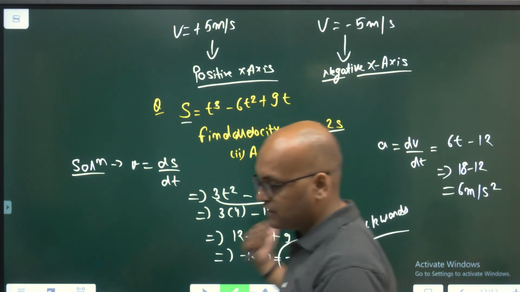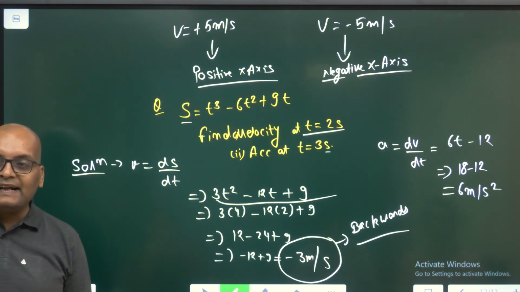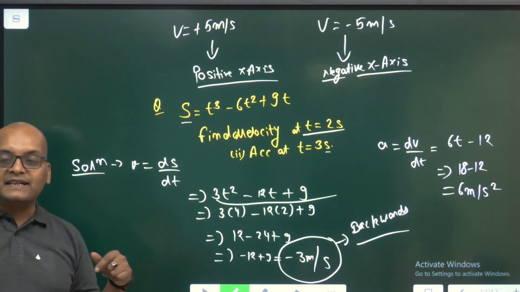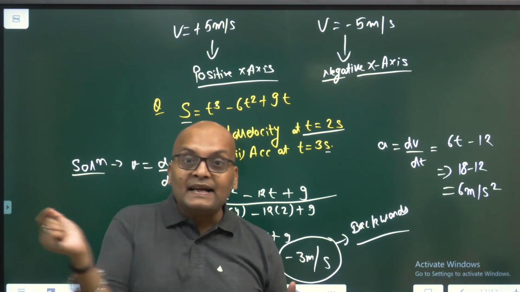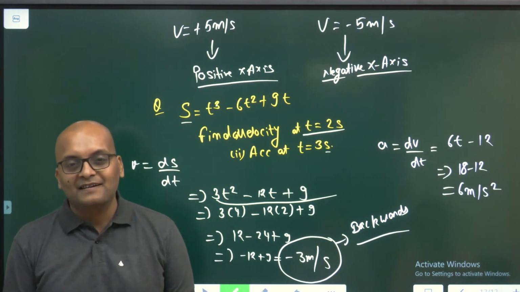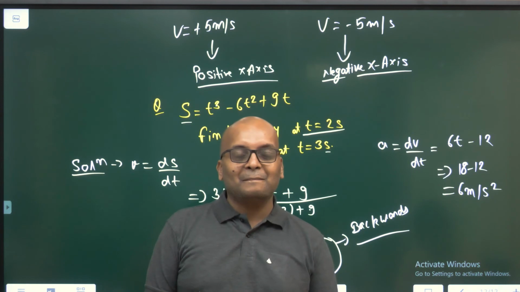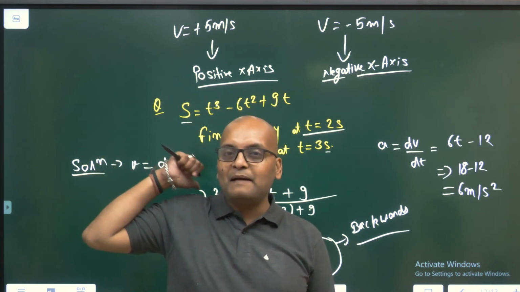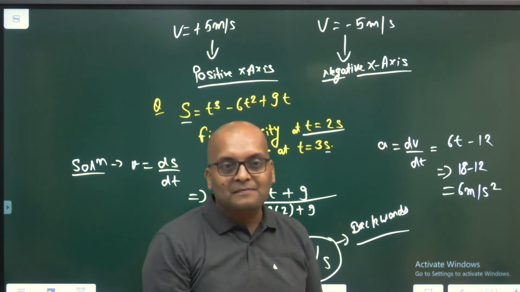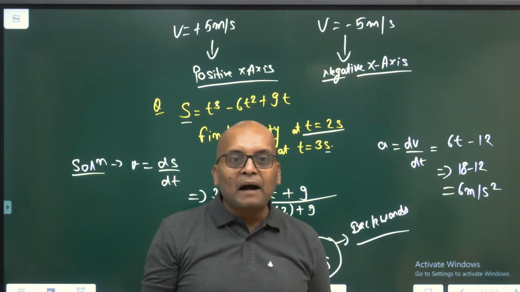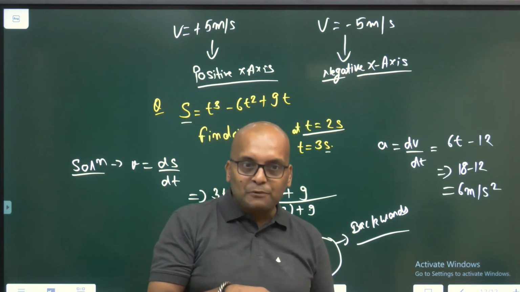See, that's the wonderful thing, and we will discuss about it. Velocity is negative. Body is moving in the negative direction. But acceleration is positive. So what will happen? You are moving in the backward direction, but force is pulling you forward. Acceleration is the byproduct of force. Yes or no?